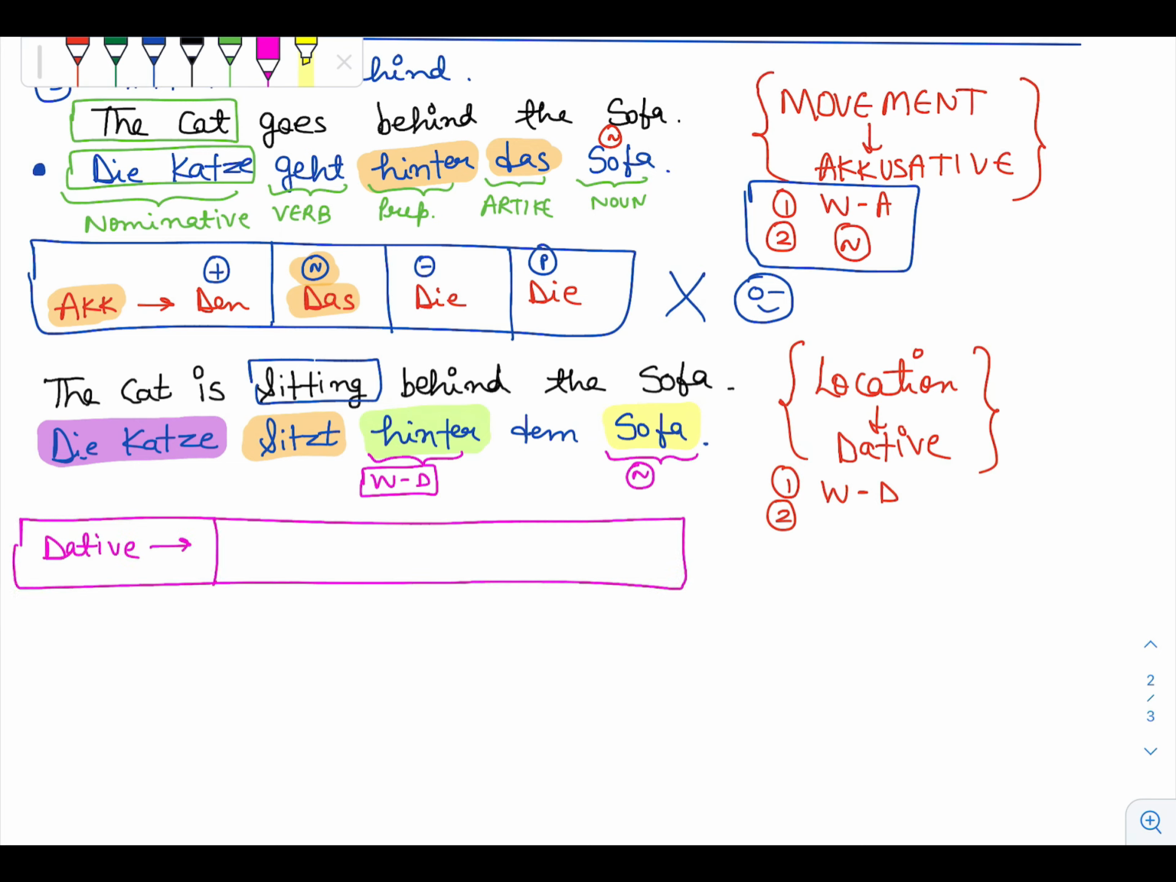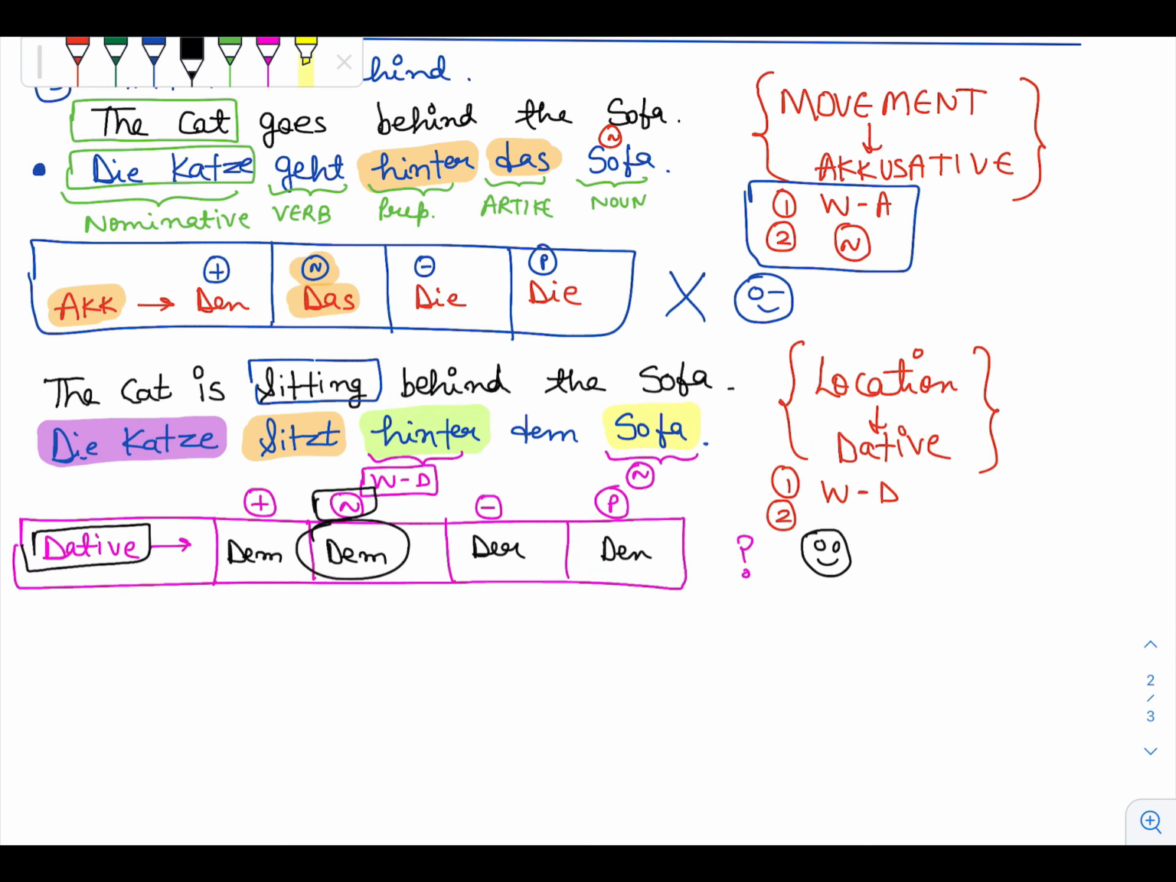What comes here? You can pause and write these things. If it is correct, then it is very good. What will come here in masculine, neutral, feminine, and plural? Dem, der, dem, den. If you wrote like this, then dative of neutral is dem. Here it is dative, here it is neutral, and here it is dem. That's why they wrote dem here. Okay.